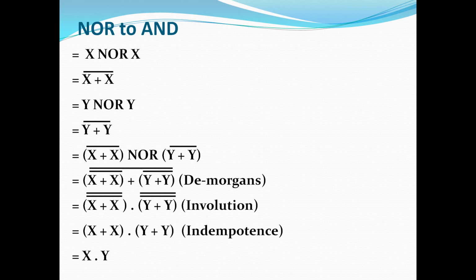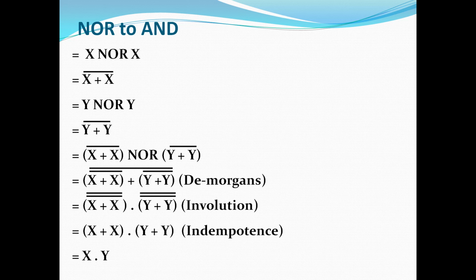In the third NOR gate, it will be (X plus X)' NOR (Y plus Y)'. The output of the first NOR gate, X plus X whole dash, is given as one input to the third NOR gate, and the second NOR gate output is given as the second input. So the two inputs are (X plus X)' and (Y plus Y)'.